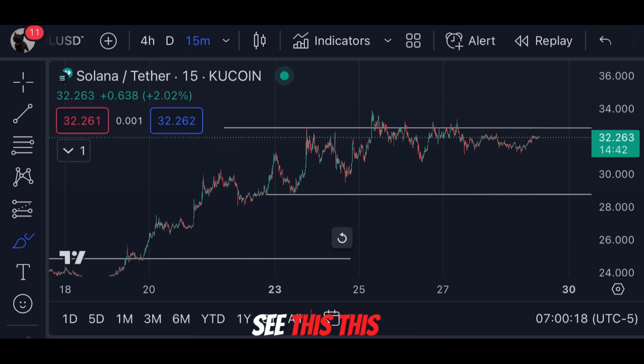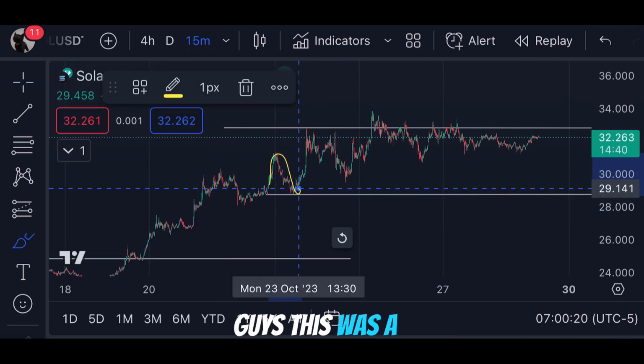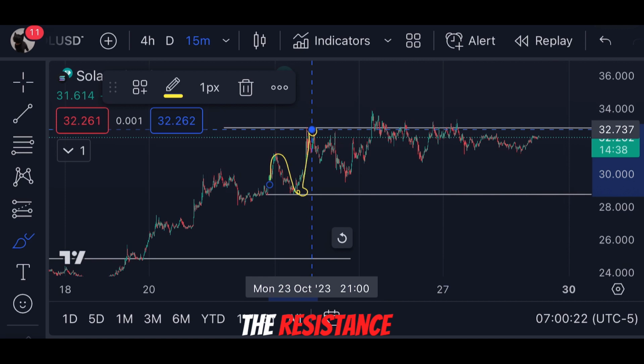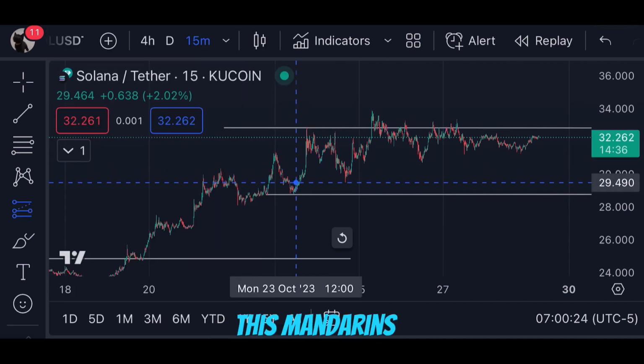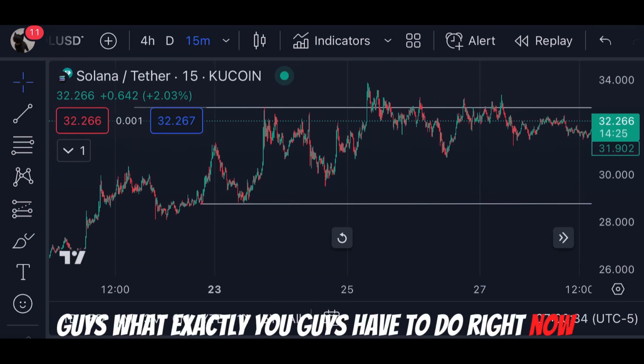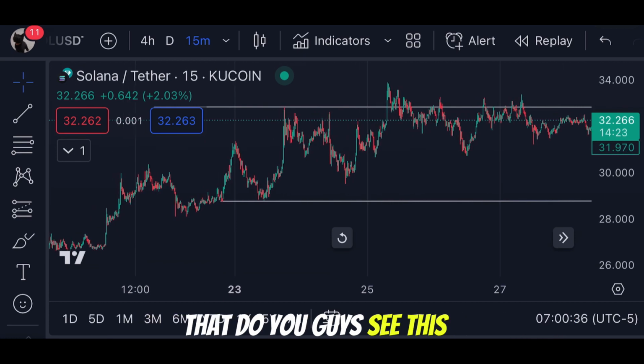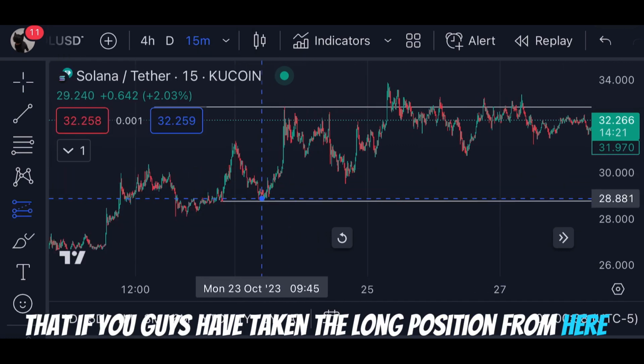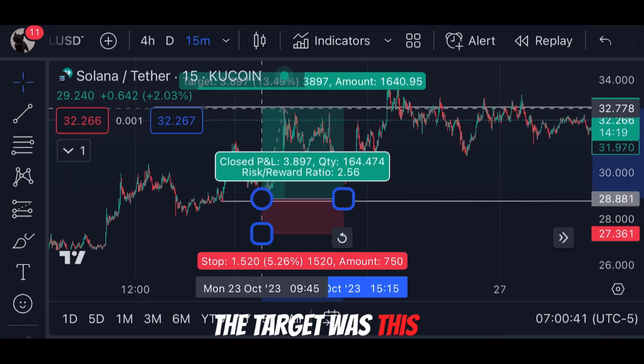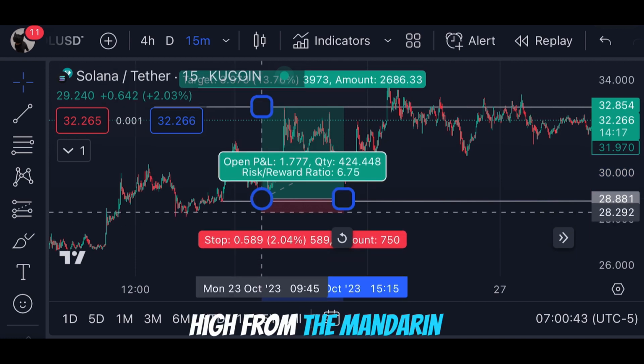Now do you guys see this? This was a very beautiful trade, guys, and this is the resistance. So if you guys have taken this Monday range, what exactly you guys have to do right now, do you see this, if you have taken the long position from here, the target was this high from the Monday range.